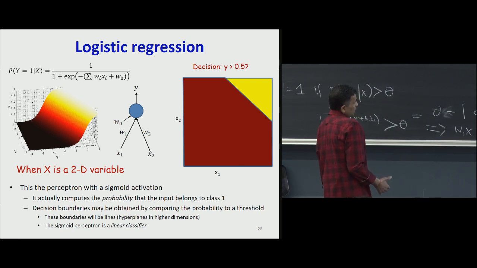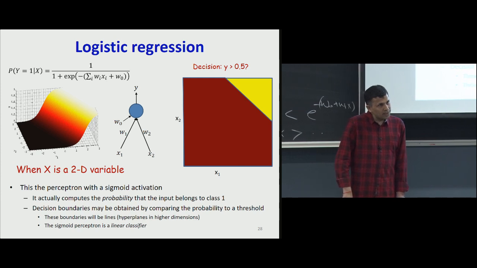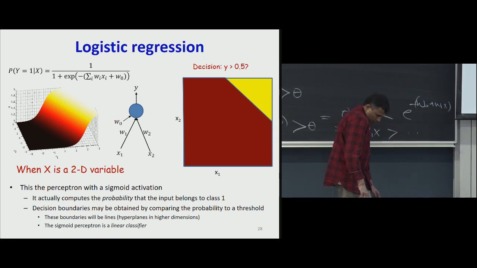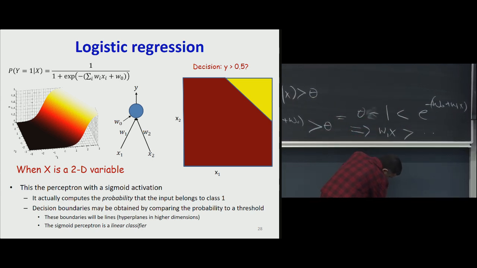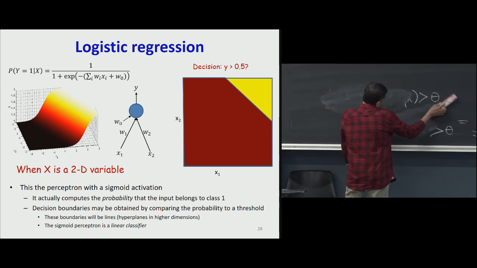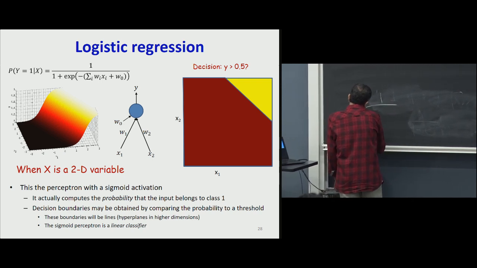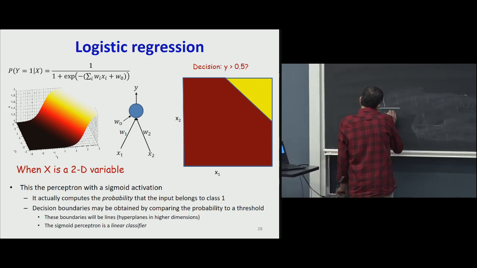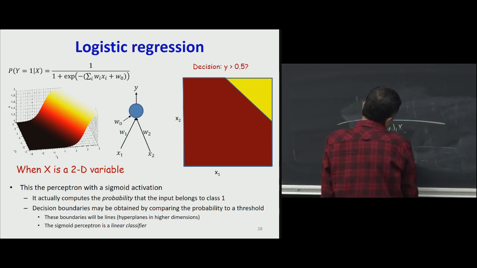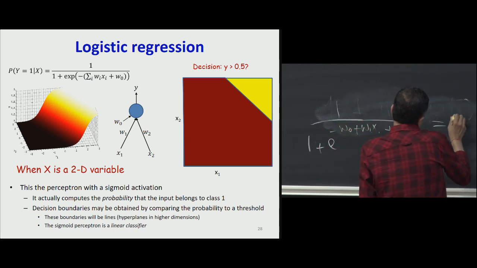And why would it look like a sheet? Choose any particular value for the output. So let's say I want to specifically get 1 over 1 plus e raised to minus (w0 plus w1x1 plus w2x2) equals 0.7.